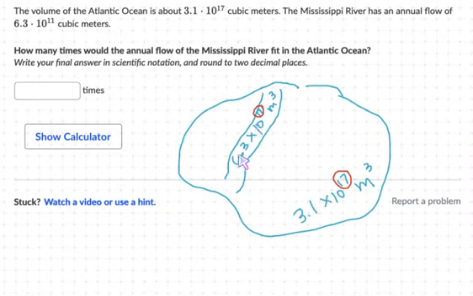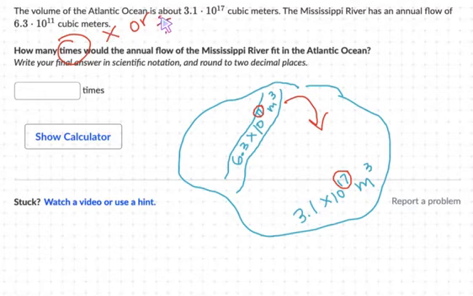So they want to know how many times will the Mississippi River's flow fit inside of the Atlantic Ocean. How many times? So be careful, times could mean multiply or divide. So you're going to have to decide, is this a case for multiplying or dividing? Just because it says times doesn't mean it's automatically multiplying. Okay? We say times in math a lot, like 3 times 4, or 5 times 8. Those are two numbers multiplying by each other. But here they want to know how many of the Mississippi rivers will fit inside of the Atlantic Ocean.